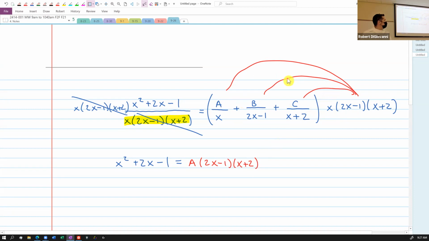When I do the second multiplication through to the b over 2x minus 1, the 2x minus 1 factor will cancel. So I'll still have the b there. I'll still have an x. I'll still have an x plus 2. And then on the last one, the x plus 2 factors will cancel. So I'll have the c, the x, and the 2x minus 1. Questions?